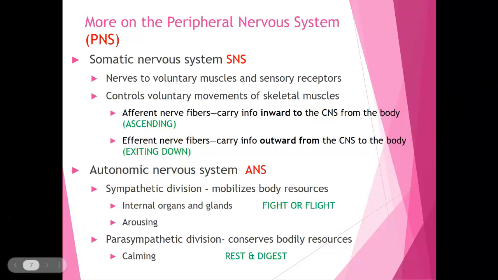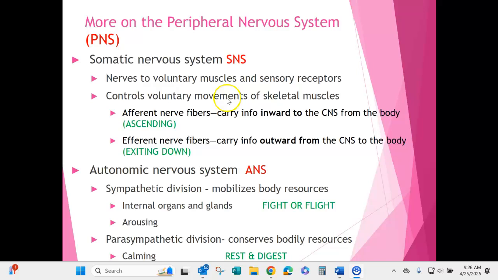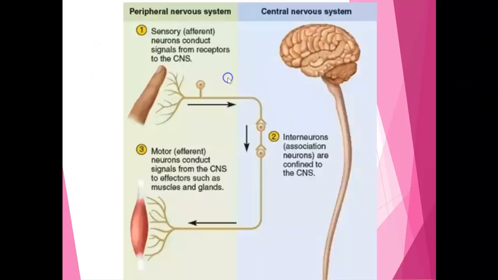All right, so more on the peripheral nervous system. Again, the autonomic nervous system has two parts. We usually call it fight or flight, but make sure you know the actual name for fight or flight is the sympathetic nervous system, and the actual name for rest and digest is the parasympathetic nervous system.